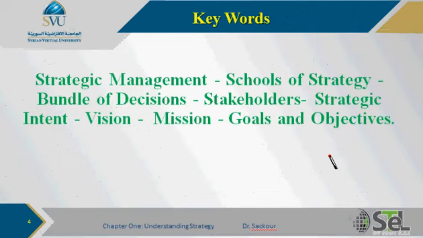Then we recognize what is a bundle of decisions. Next keyword: what are stakeholders? What comes to your mind when I say stakeholders? From your experience, your pragmatic life, what does that mean, stakeholders and strategic intent? The meaning of vision, intended mission, goals and objectives. All these keywords are very important to think about and keep in mind over this lecture.